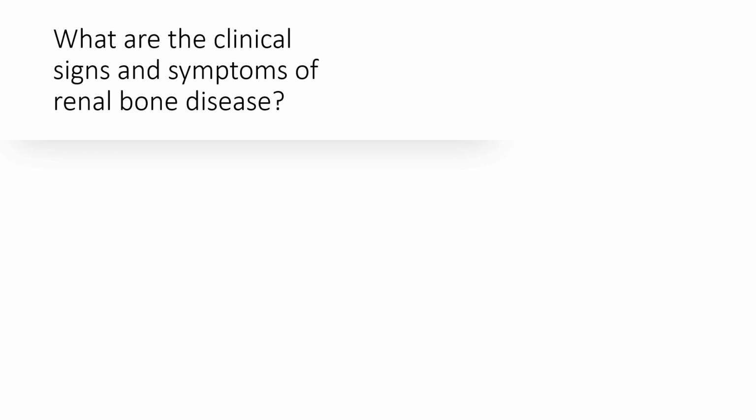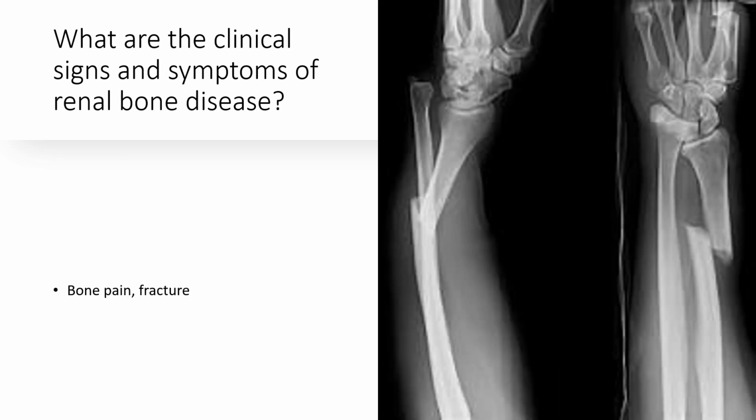Final question, what are the clinical signs and symptoms of renal bone disease? That's right, bone pain and fractures. Those fractures, again, can occur in the extremities. They can occur in the vertebral bodies, leading to loss of height.